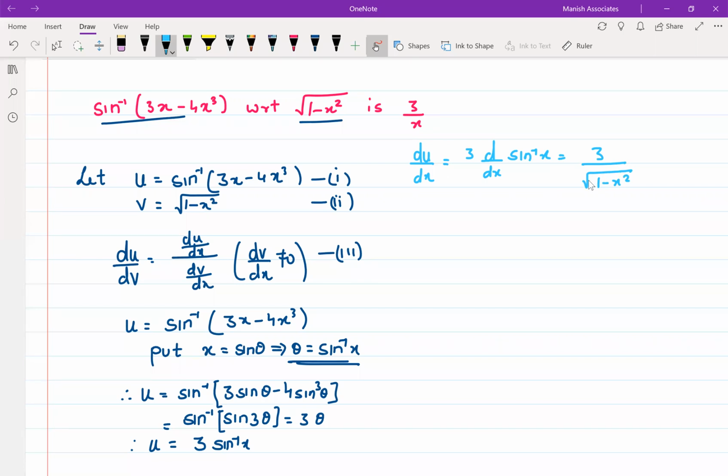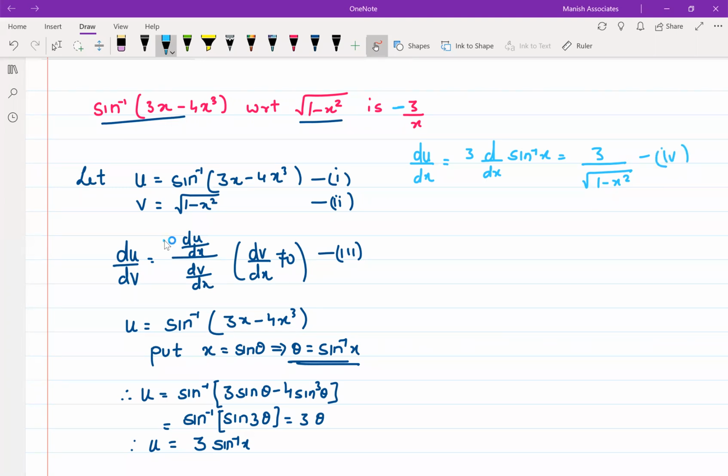Okay. Students, there is a small change in the question. The question is show that the derivative is minus 3 by x. Make that change. There is a small change. Show that the derivative is minus 3 by x. Okay. So now I got du by dx. Let this be called relation number 4.